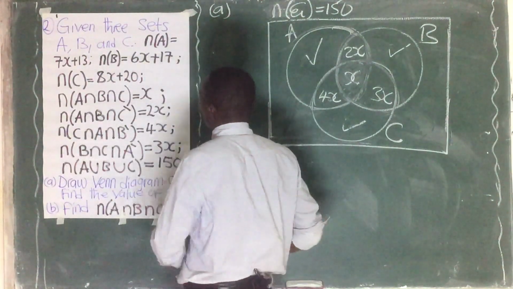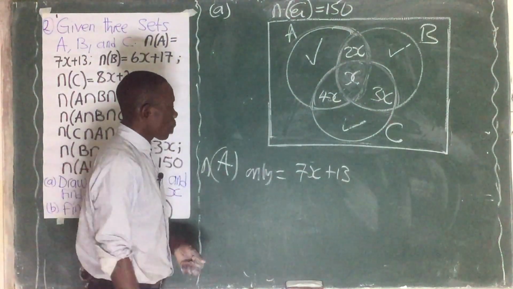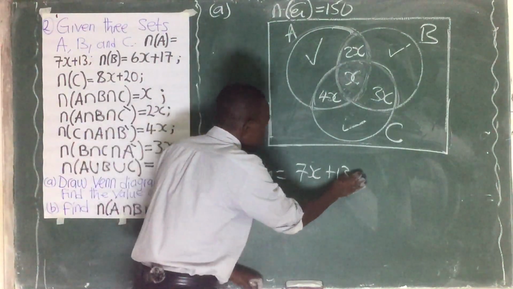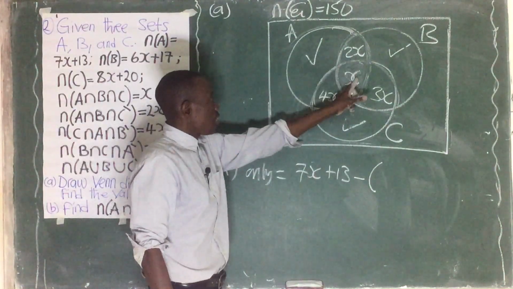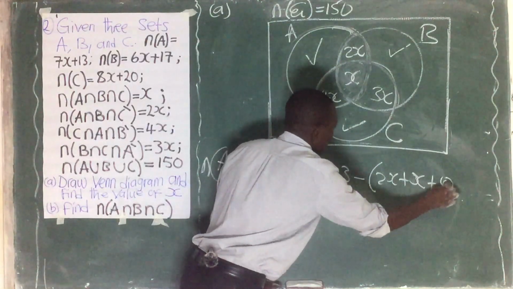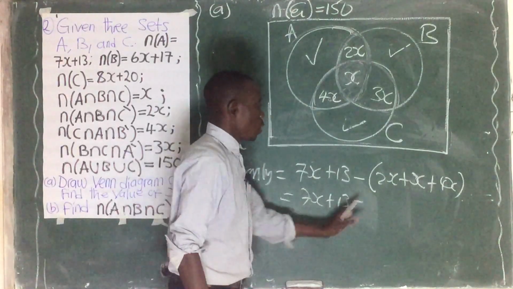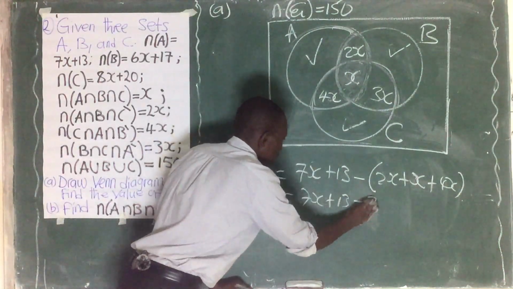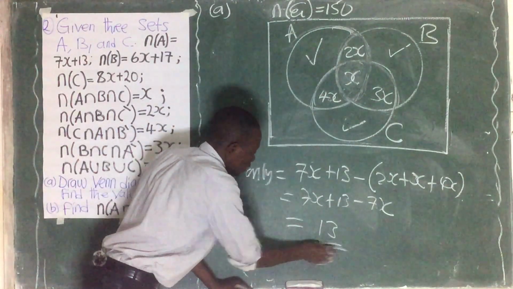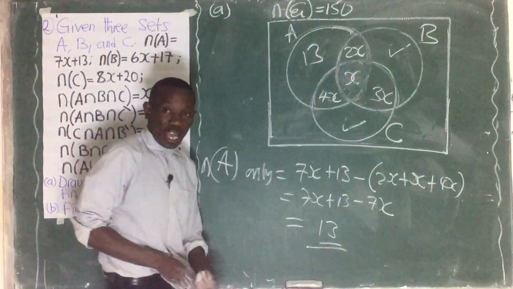Right. So for A here, we are given 7x plus 13. That is the total number of elements in here. Look at this one here. And this should subtract the number of elements which are found here, here, and there. So you have got 2x plus x plus 4x, which is 7x. So 7x plus 13 minus 7x, the answer is 13. So for A only here, the value is 13.